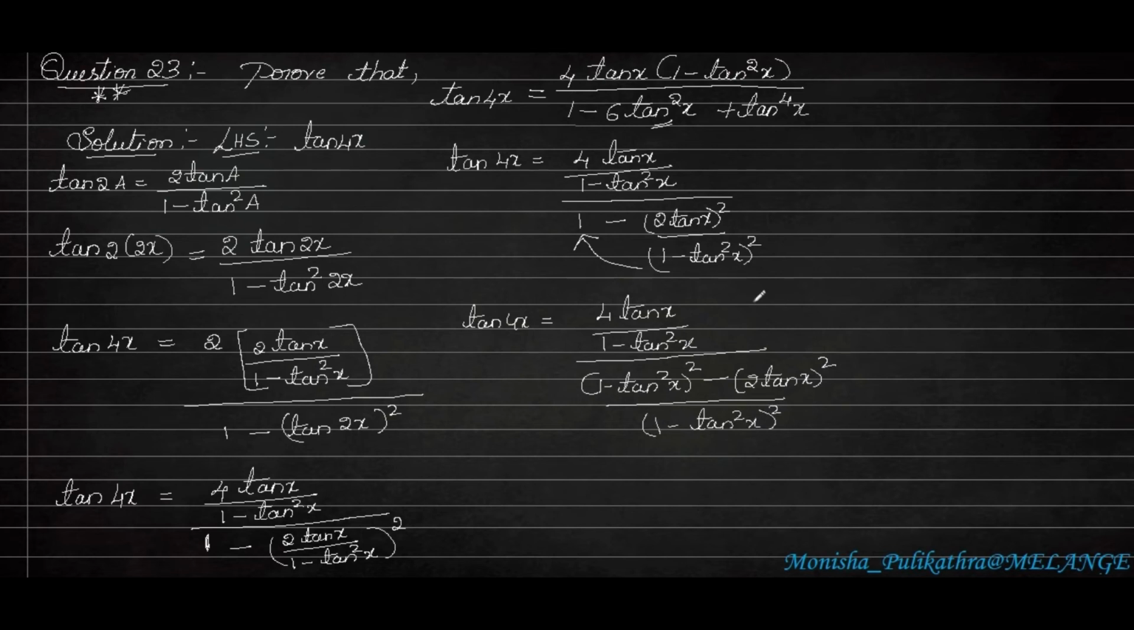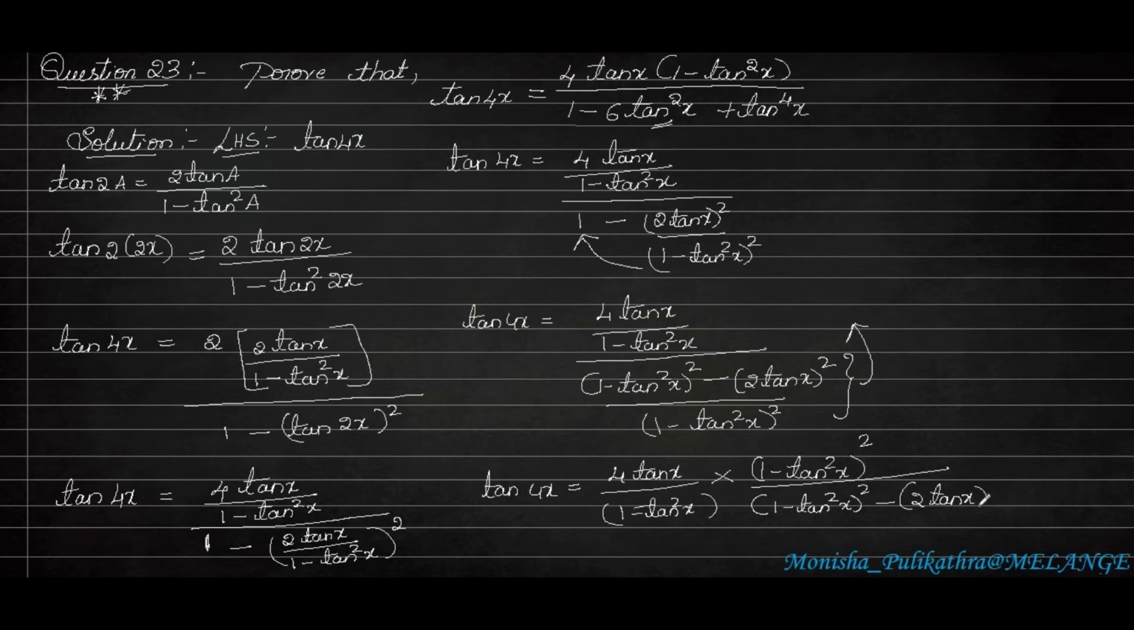Okay, so now we have to take the reciprocal. We have to take this whole entire term upwards by reciprocal. Okay, so now we will get tan 4x is equal to 4 tan x divided by 1 minus tan square x. So reciprocal means the denominator will come in the numerator form. So it will become 1 minus tan square x whole square divided by, so here this will come under here. So 1 minus tan square x whole square minus 2 tan x whole square.